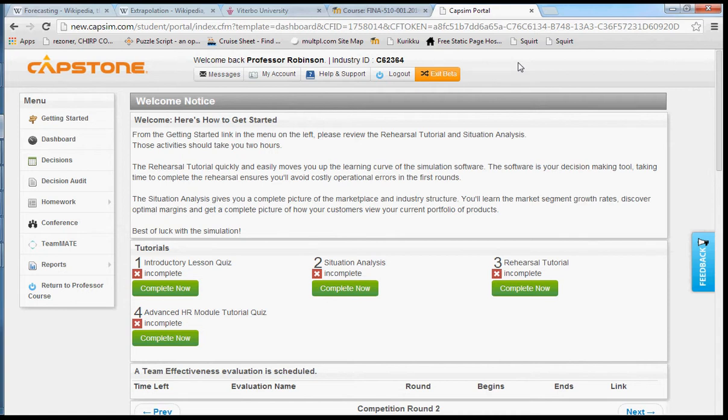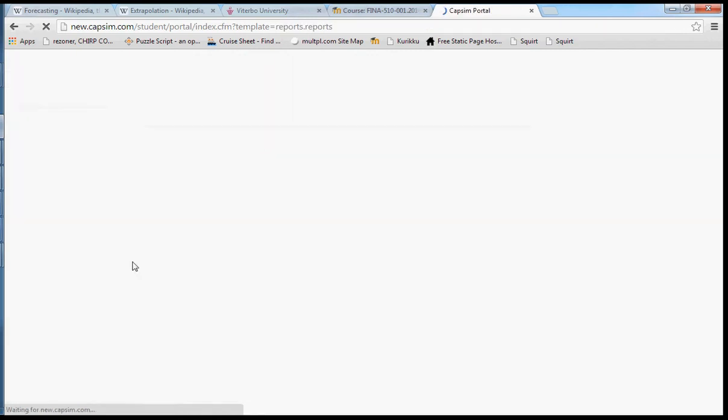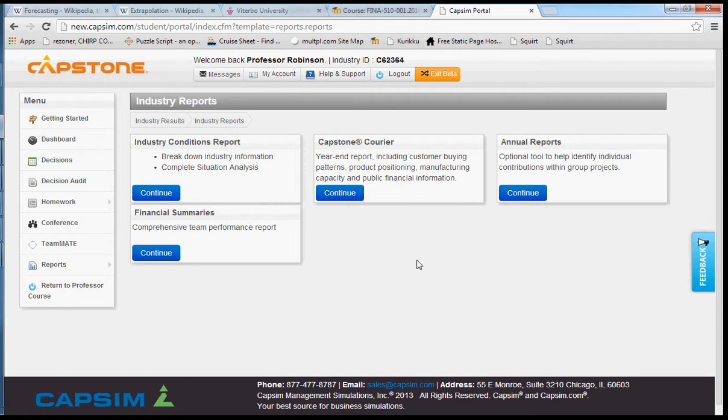So that is done in the simulation through the reports. So you can get debrief reports, which describe what happened last period for your company, industry reports, which describe the market in general. So we will look briefly at an industry report. So the most important report is the Capstone Courier.